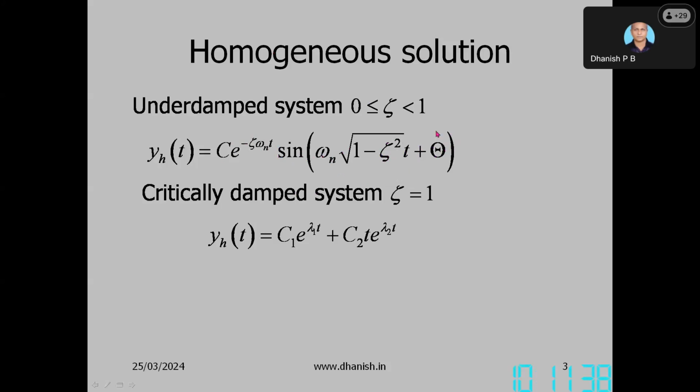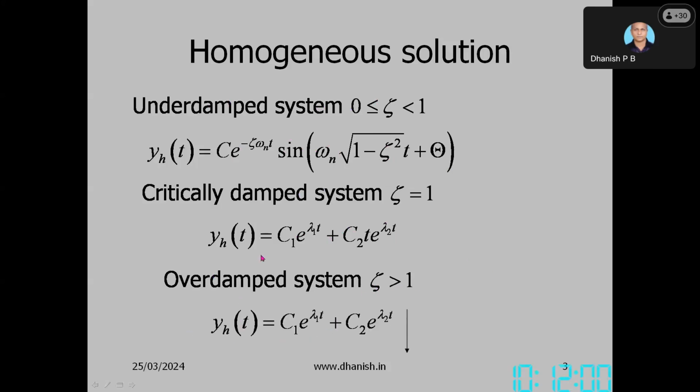This is actually before the step input. We have not used the step input part here. So whatever be the input, if the system is underdamped, there will be a sinusoidal oscillation. If it is critical, there is no sinusoidal part in the transient response. And for the overdamped system, when zeta is greater than 1, we get the homogeneous solution as C1 e raised to lambda 1 t plus C2 e raised to lambda 2 t. These two, lambda 1 and lambda 2, are the solutions to the characteristic equation.